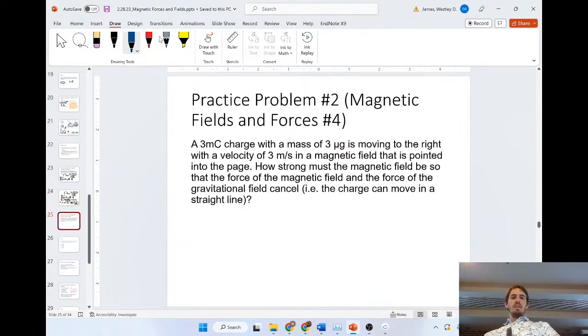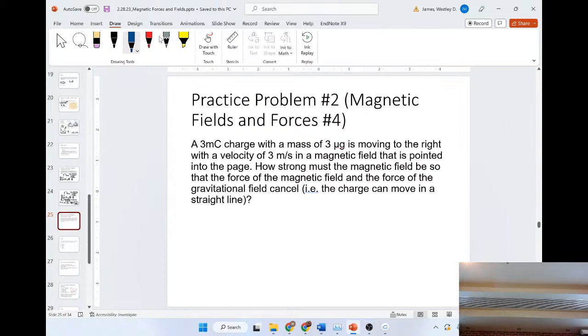All right. More problem solving. A 3 microcoulomb charge with a mass of 3 micrograms is moving to the right with a velocity of 3 meters per second in a magnetic field that is pointed into the page. How strong must the magnetic field be so that the force of the magnetic field and the force of the gravitational field cancel, i.e. the charge moves in a straight line?